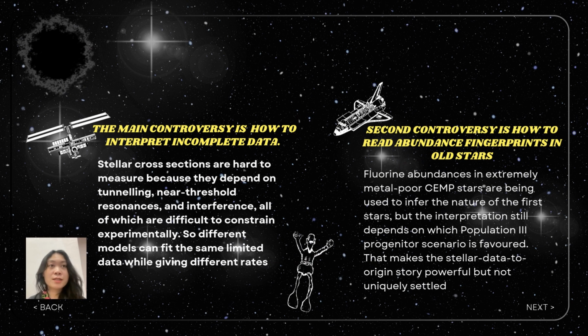Second, the controversy is how to read abundance fingerprints in old stars. Fluorine abundances in extremely metal-poor stars are being used to infer the nature of the first stars, but the interpretation still depends on which Population III progenitor scenario is favored. That makes the stellar data-to-origin story powerful but not uniquely settled.